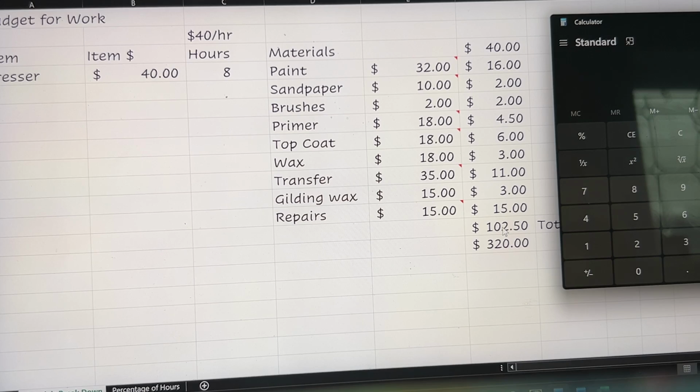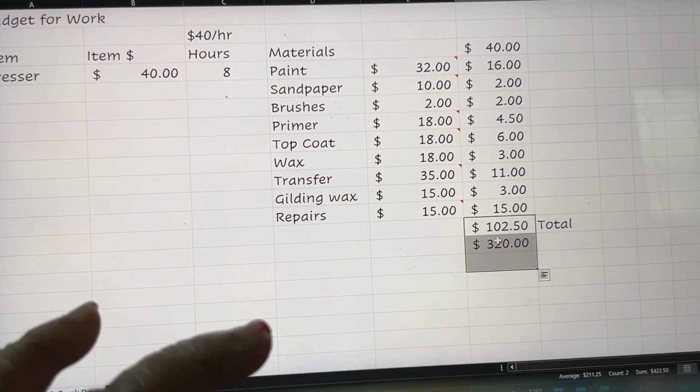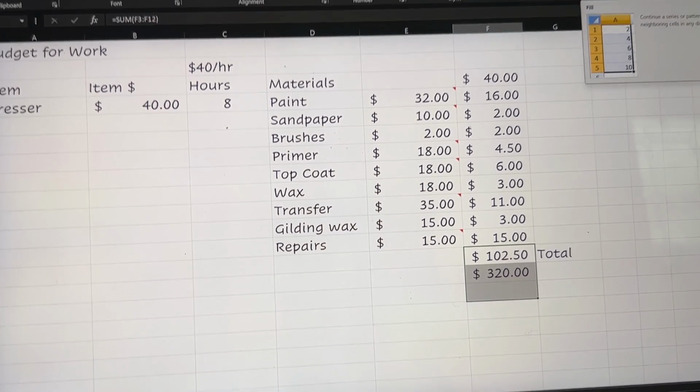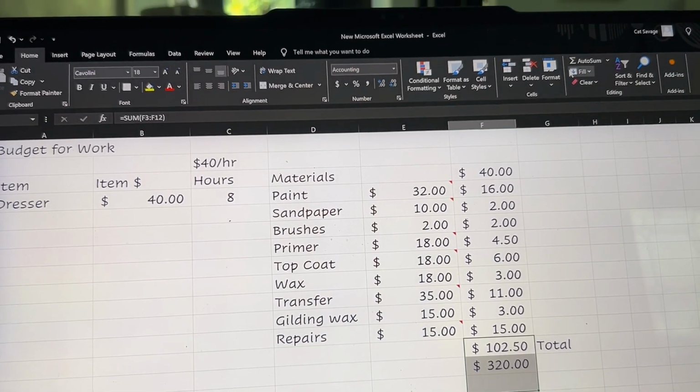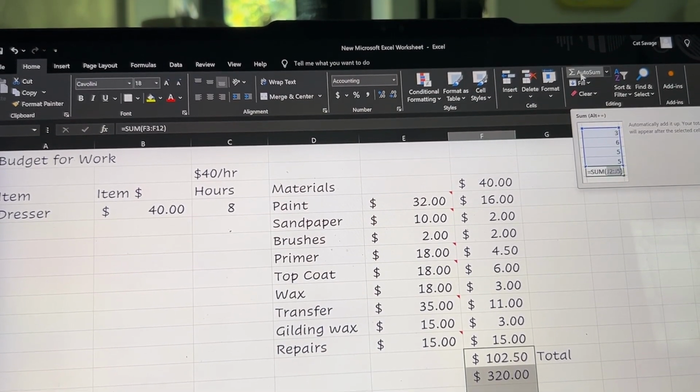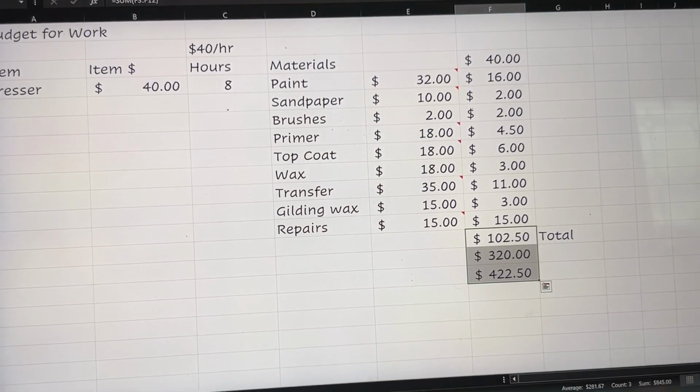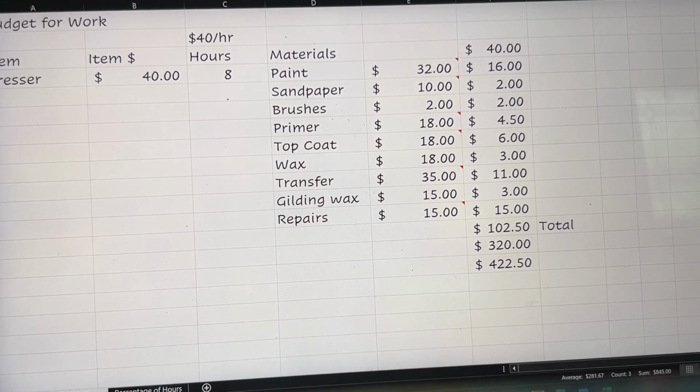Now, these two together, this is pretty simple, right? I'm just going to highlight those. I'm going to go up and choose the, so that you can see my mouse. I'm sorry, I don't think you could see that. Auto sum, 422.50, and then let's do it in the calculator as well.